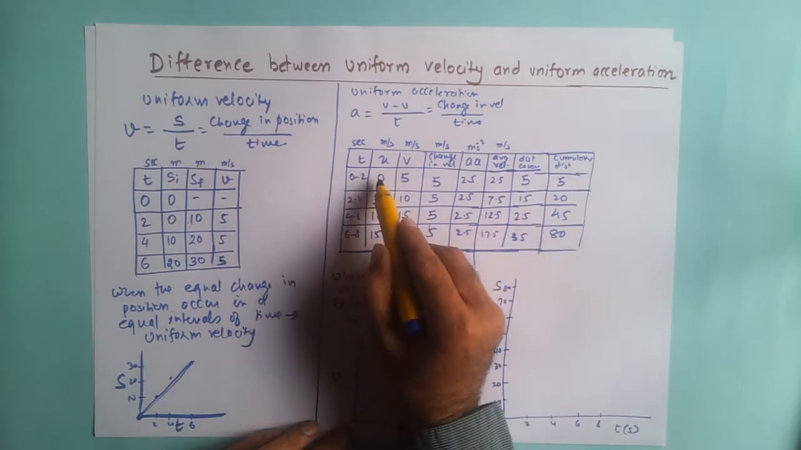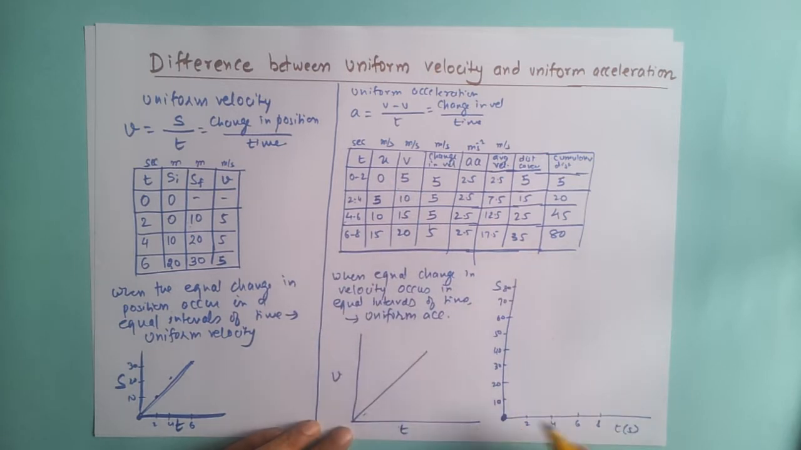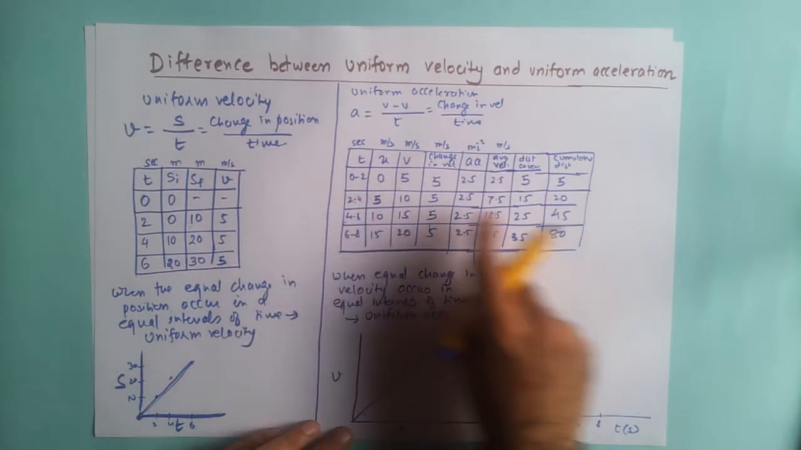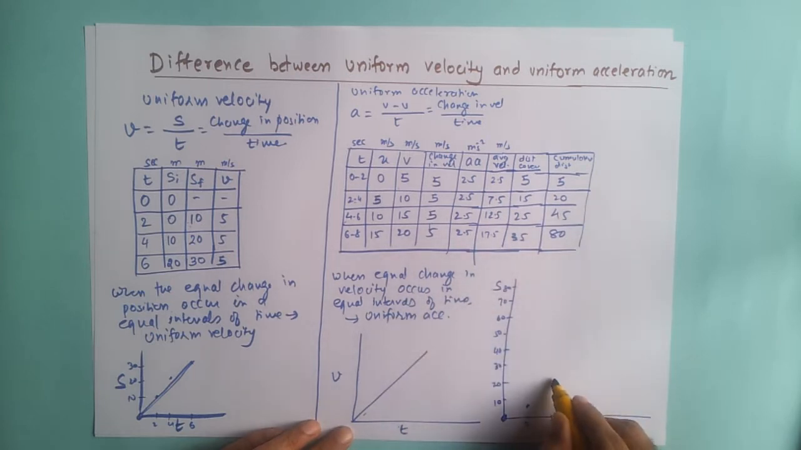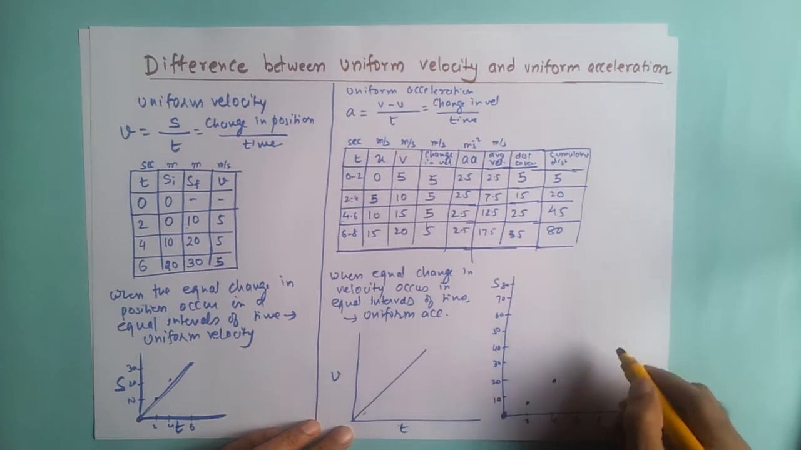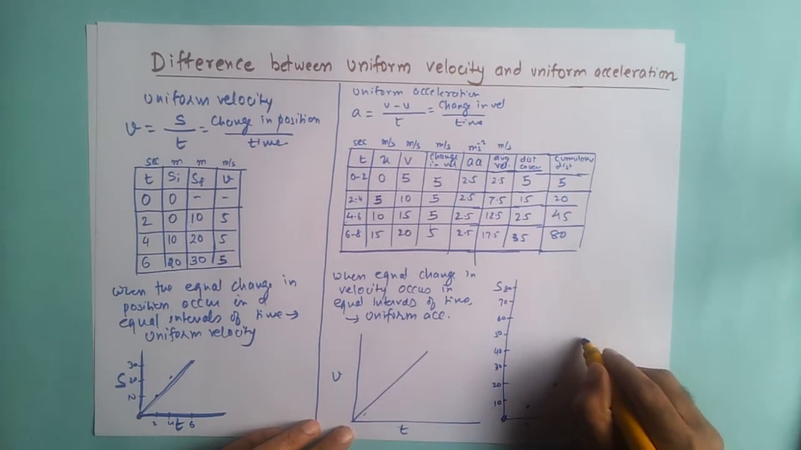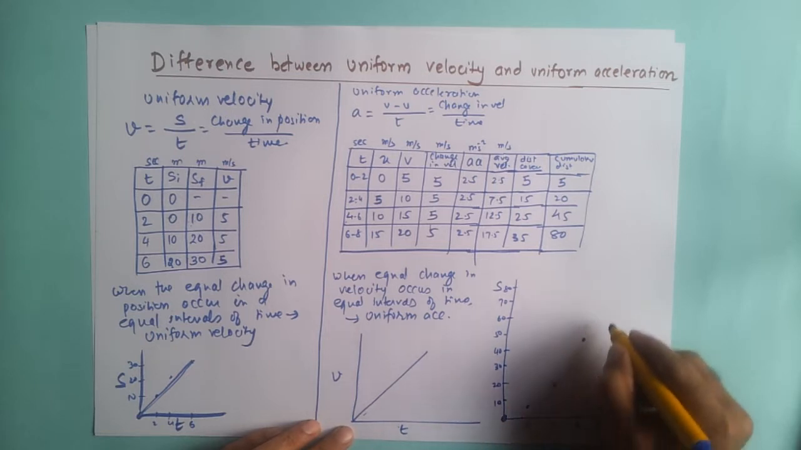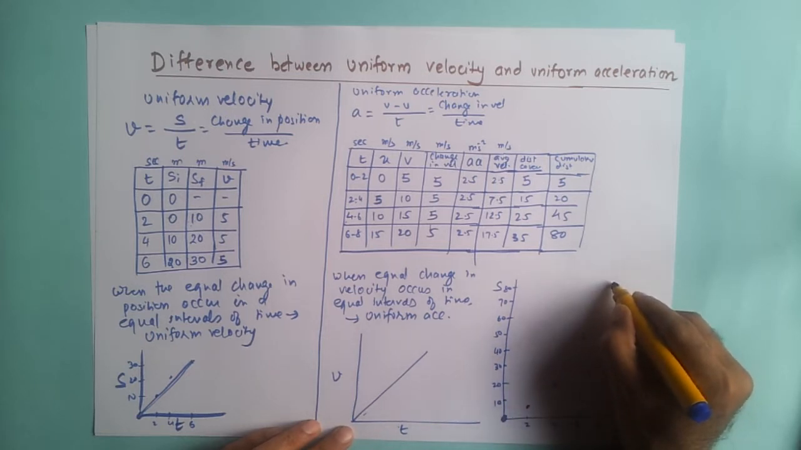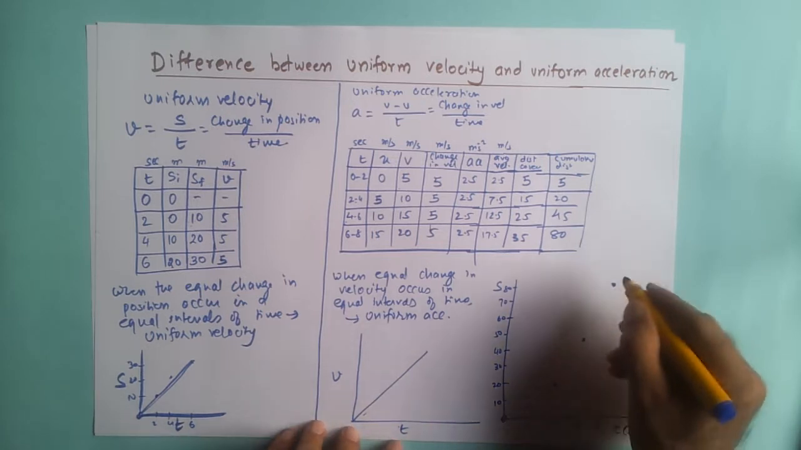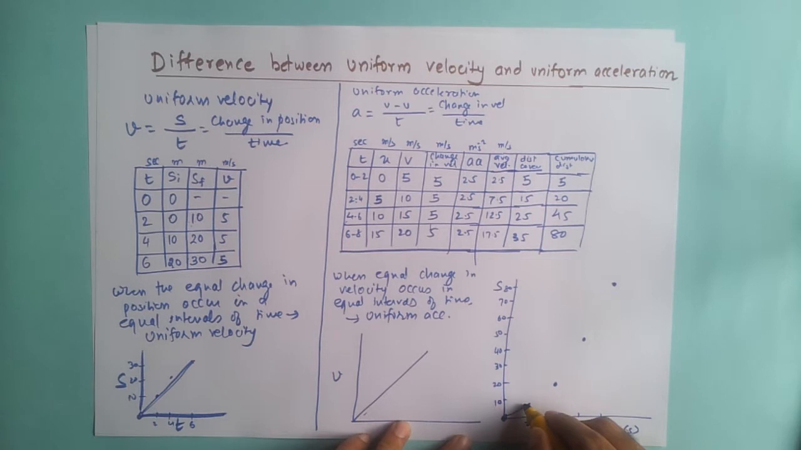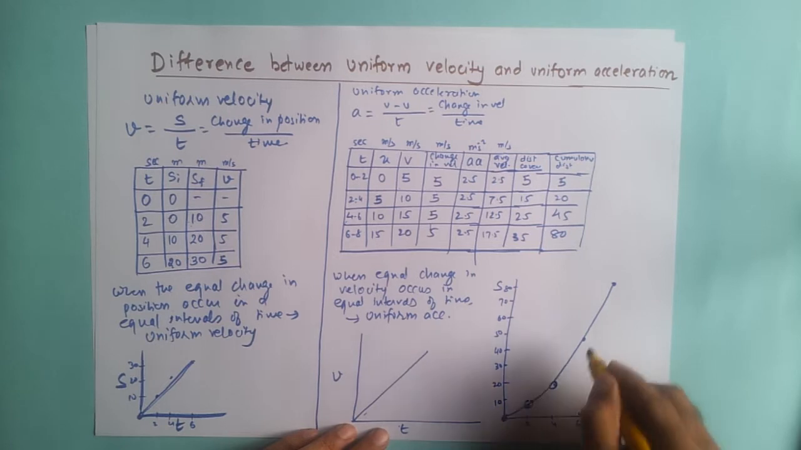Initially, at 0 seconds, the displacement was 0, so I can get this as the point. After 2 seconds, it has covered 5 meters, so I'll get a point somewhere over here. At the end of 4 seconds, it is at 20. At the end of 6, it is at 45, so it would be somewhere over here. And at the end of 8 seconds, it is at 80, so it is here. So these are the points that I have got, and the graph that I get is a curve like this, passing through these various points.